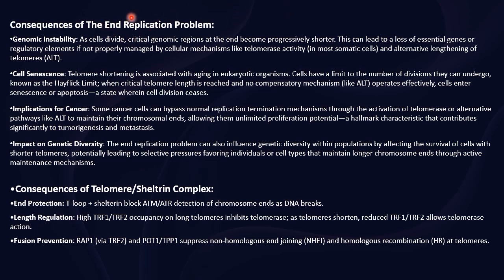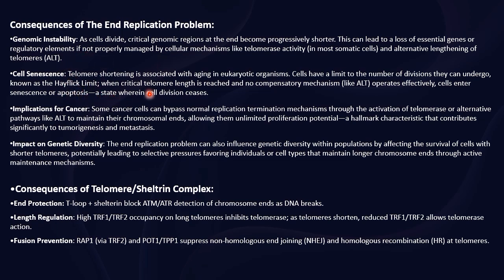So this results in cell senescence, implications for cancer, and impact on genetic diversity. Cell senescence happens due to telomere shortening, which is associated with aging in eukaryotic organisms. And in modern days, there are many pharmaceutical companies developing anti-aging drugs targeting the telomere shortening problem. They are trying to stop the shortening of telomeres in somatic cells like skin cells.